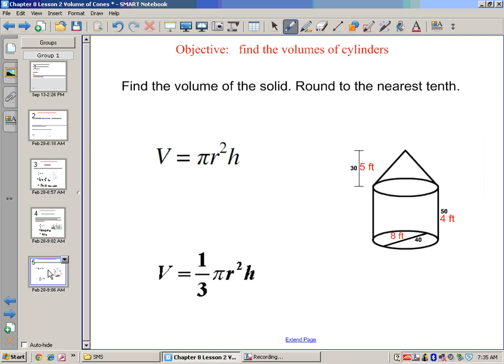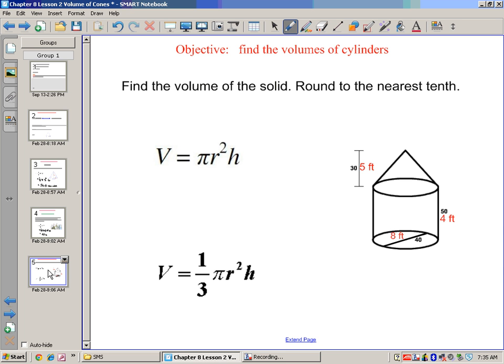Okay, and the last example we have for this lesson: find the volume of the solid, round to the nearest tenth. Well, here we have two solids. We have a cylinder on the bottom, and then we have a cone on top. So to make this simple, you're just going to separate them, find the volume of each, and then add them back together at the end.